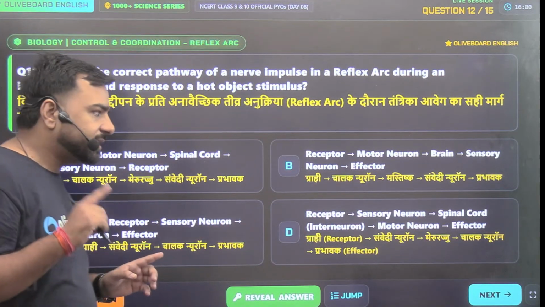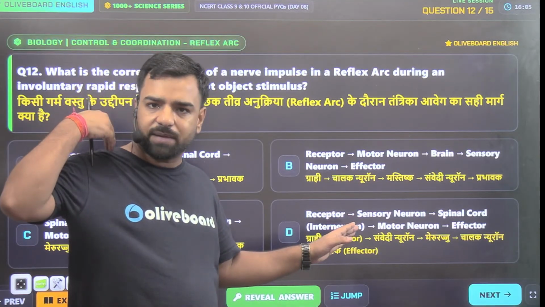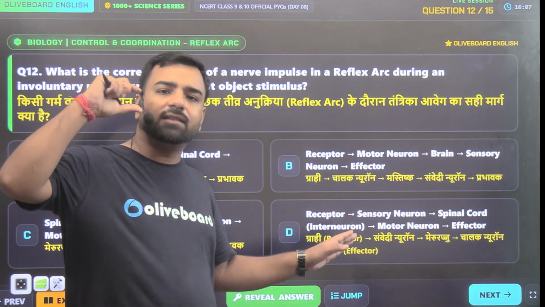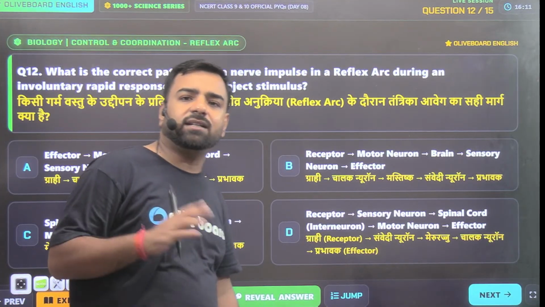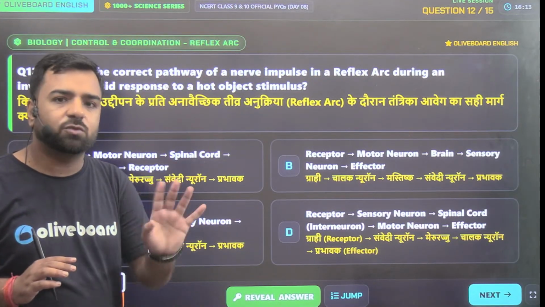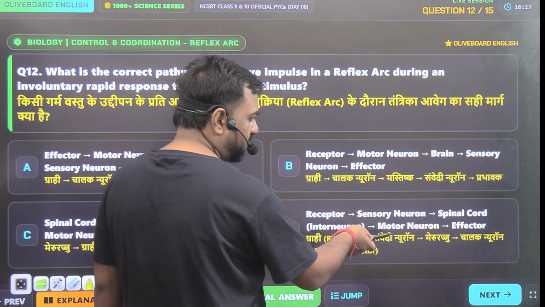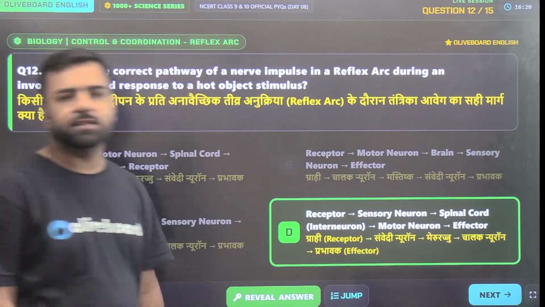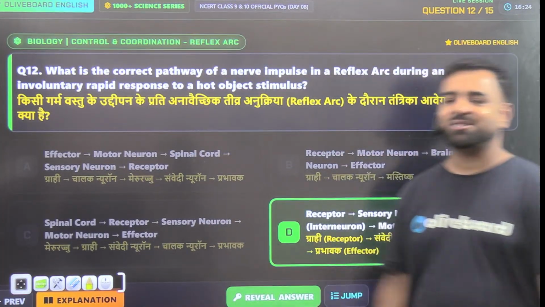So from the receptor, my sensory neurons will be the ones that will be taking the signal towards the spinal cord or the central nervous system. Then interneuron will be there. Then from there, motor neurons will take the signal back and tell what is to be done. It is to be dropped, it is to be touched. So receptor, sensory neuron, spinal cord, then motor neuron and effector. That's the correct sequence. So as simple as that. Yeah, this question was asked previously in the examination, so that's from your PYQ.